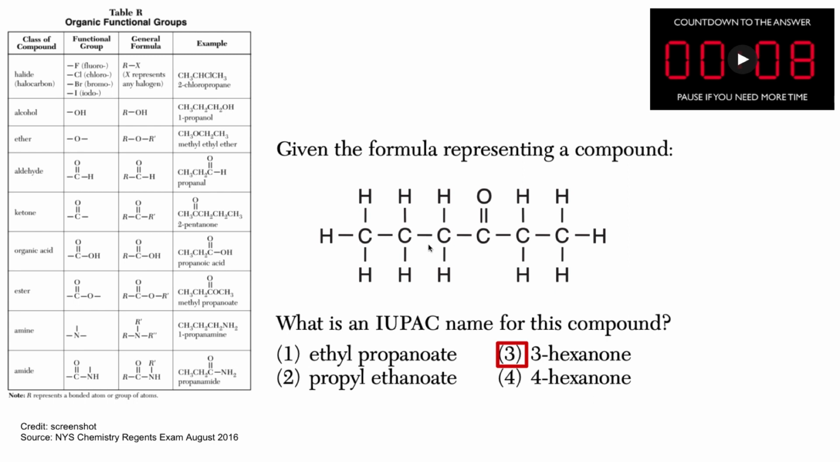This was really tricky. They tried to trick you in this question into thinking that maybe you had an ether or maybe you had an ester. But notice in an ether, the oxygen would be in the chain, and it's not. And an ester looks really similar, but in an ester, the carbon is double bonded to an oxygen and then single bonded to another oxygen in the chain. And that's not happening here. This is definitely a ketone, so the name would be 3-hexanone.